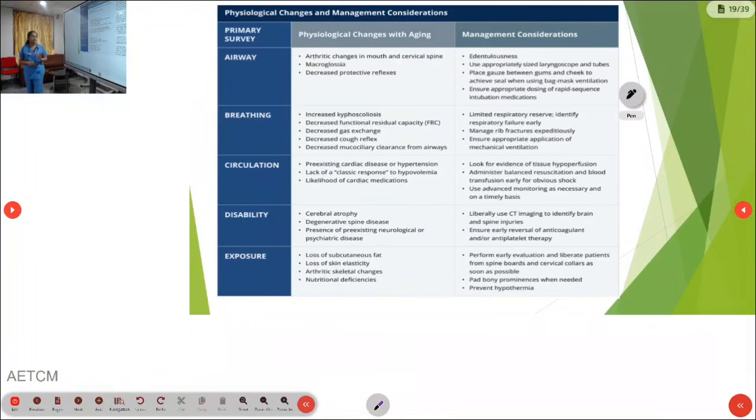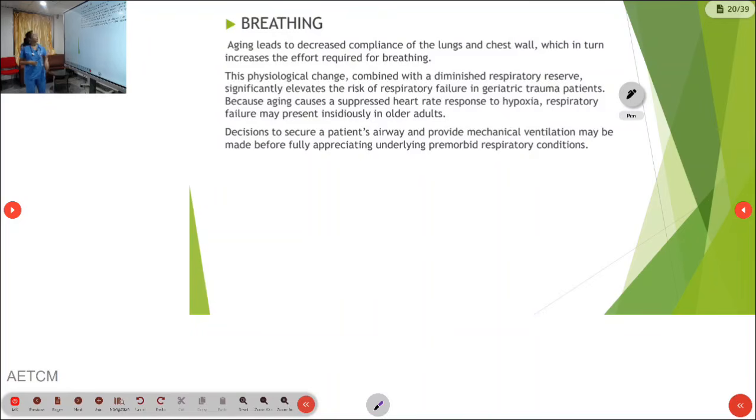In case of exposure, due to loss of subcutaneous fat, loss of skin elasticity, atherosclerotic skeletal changes and nutritional deficiency, we have to prevent hypothermia. Bony prominences should be padded to reduce the risk of bed sores, and also early evacuation and liberation of the patient from the spine board and cervical collar to reduce the number of bed sores. So these are the things I already explained in that screen.